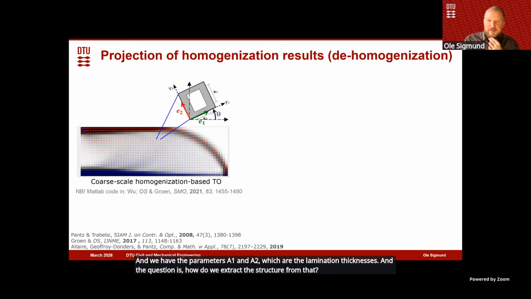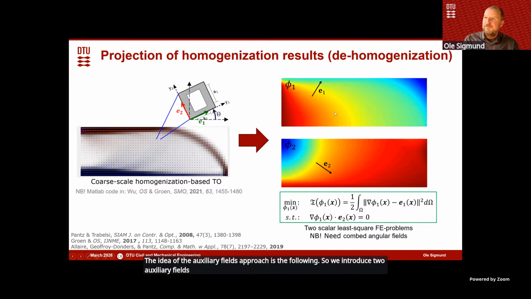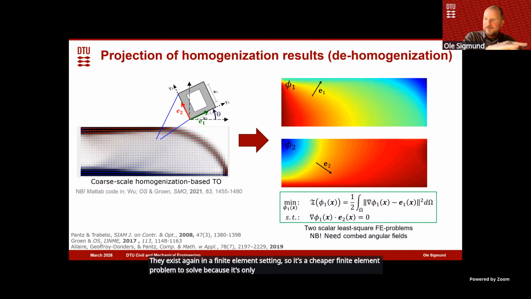The idea of the auxiliary fields approach is the following. We introduce two auxiliary fields. They are scalar fields. They exist again in a finite element setting. So it's a cheaper finite element problem to solve because it's only scalar, compared to the vectorial one for the elasticity.